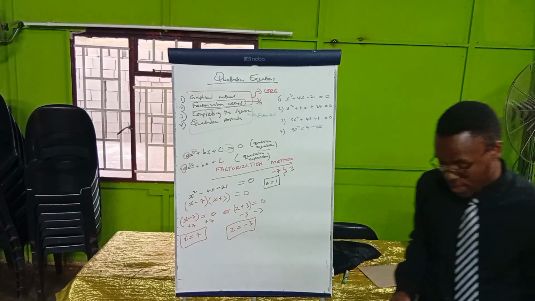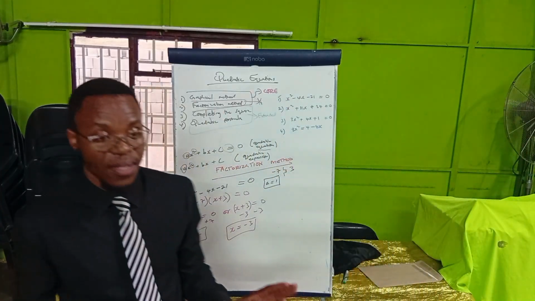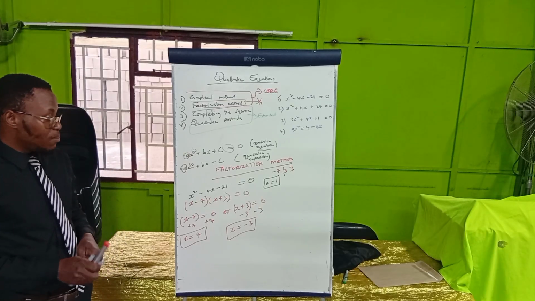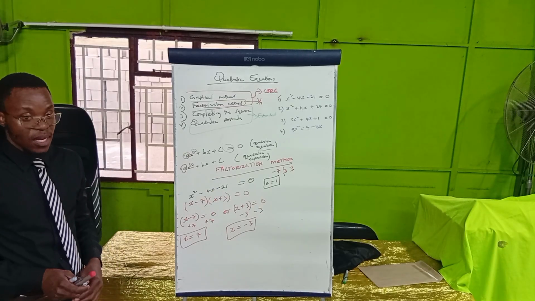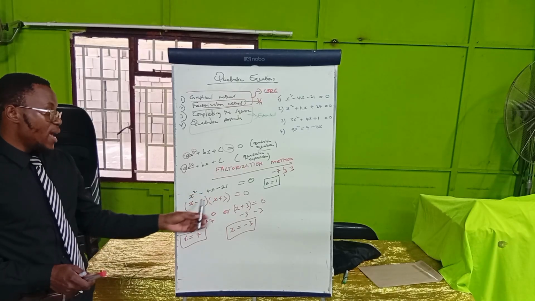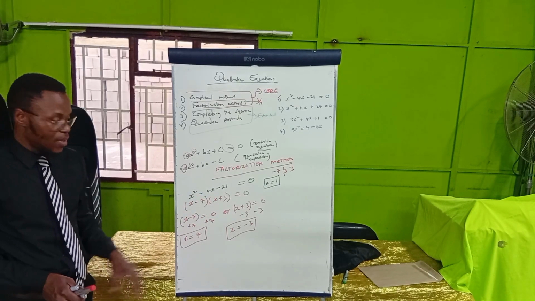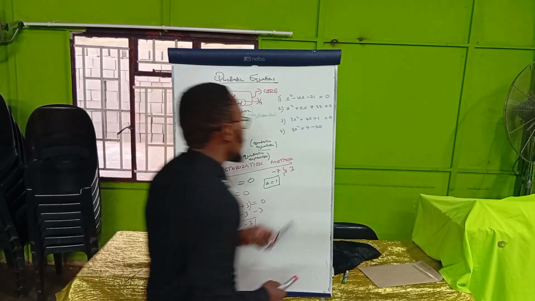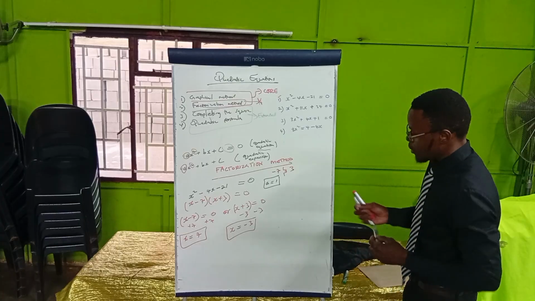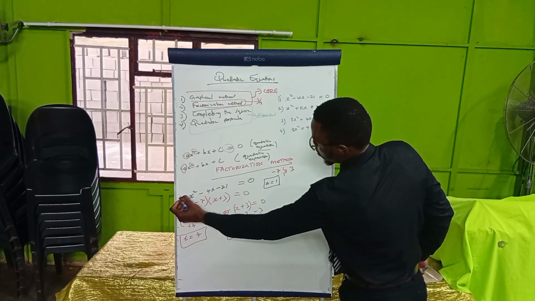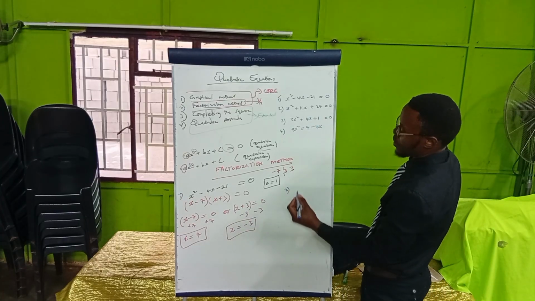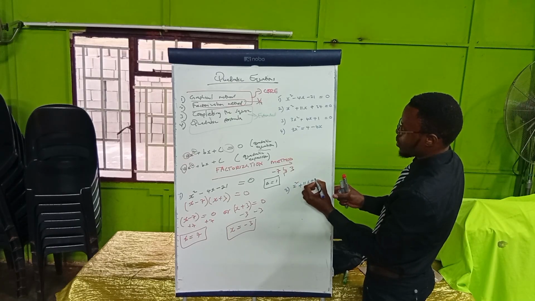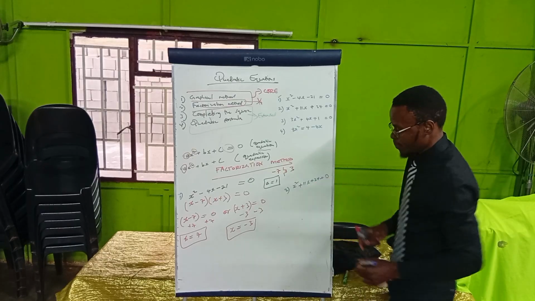When the value of a is equal to 1, we don't need to necessarily do a grouping. We just find the factors which, when you multiply, give us the constant, and when we add, give us the middle coefficient. To further illustrate this, let us look at the second example. The second example is x squared plus 11x plus 24 equals 0.